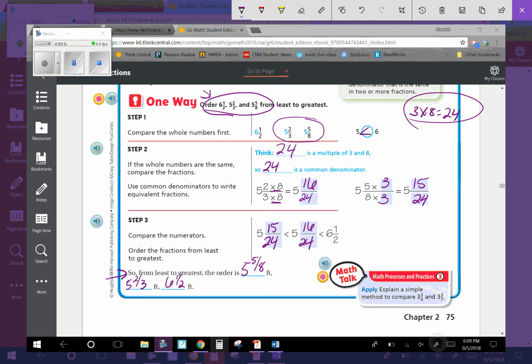Apply. It says explain a simple method to compare 3 and 3/4 and 3 and 3/7. So to answer that math talk down here, the whole numbers are the same. So we would just compare the fractions. 3 of 4 equal parts is greater than 3 of 7 equal parts. So we would know that 3 and 3/4 is greater than 3 and 3/7.